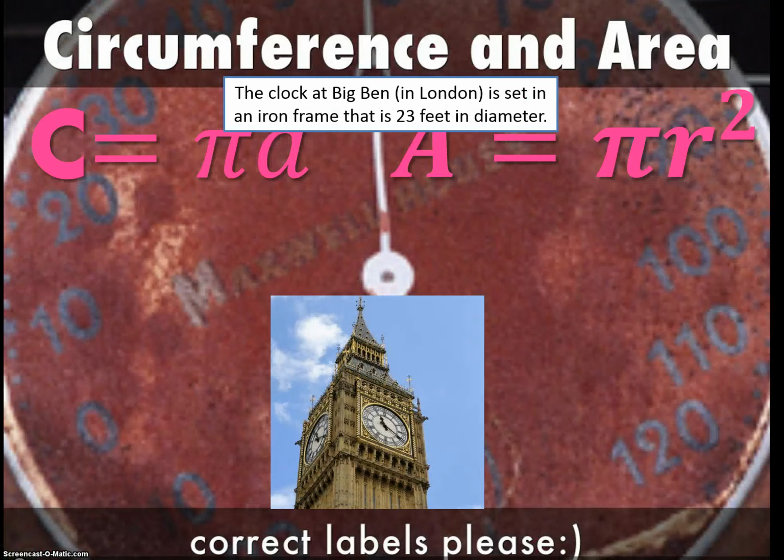So this is a picture of a clock, a famous tower that's in London. And Big Ben is not only known for its clock, but it's also known for its bell, which cracked. It's set in an iron frame that is 23 feet in diameter. So real world, this is 23 feet across this frame right here. So I want to know the circumference of this clock and the area, so how much space it takes up. Pause the video and see if you can please find the circumference and the area.